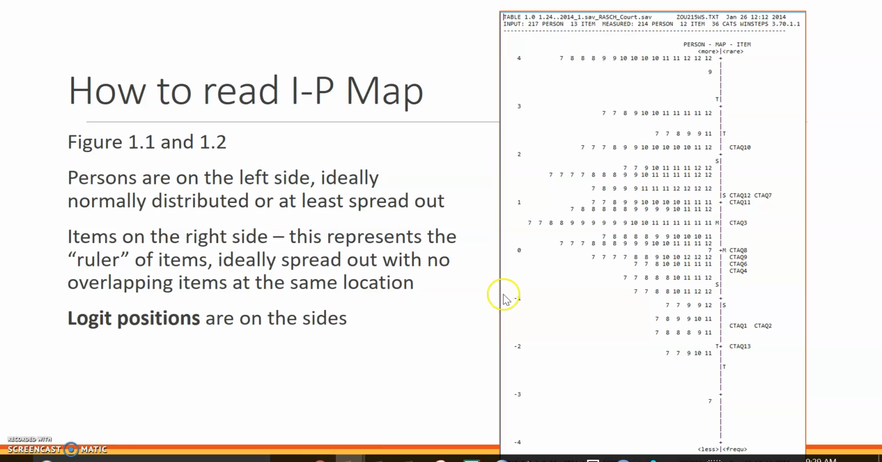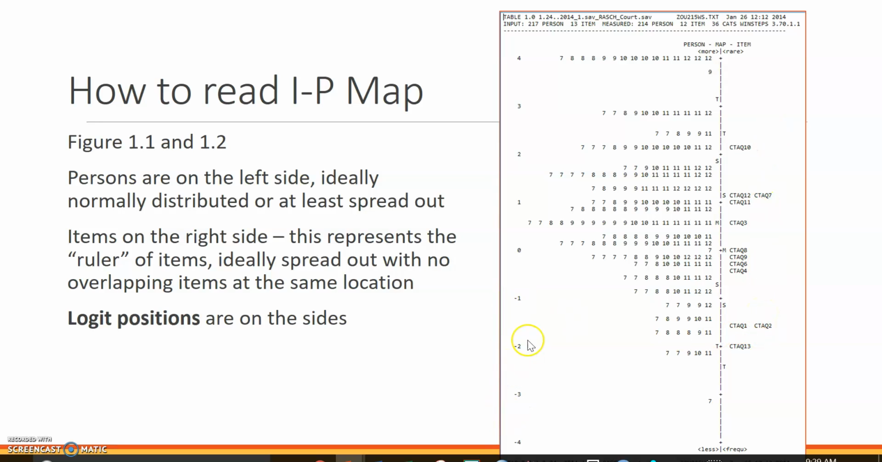And so what we do is we have persons in this picture. All of these are representing persons. Sometimes they're represented by number, sometimes they're represented by hashtags. It depends on what table you're using. And then over here we have all of our items. So this scale has quite a few items and they're spread pretty nicely.